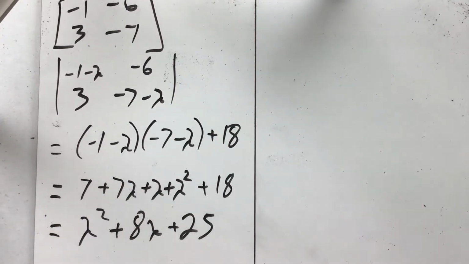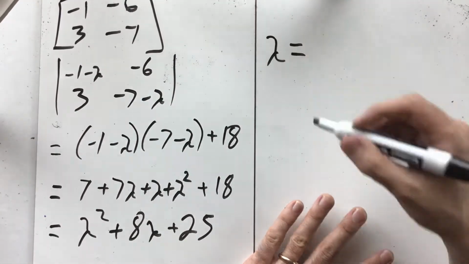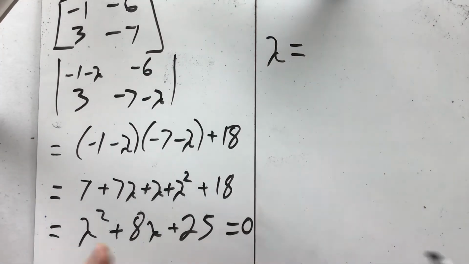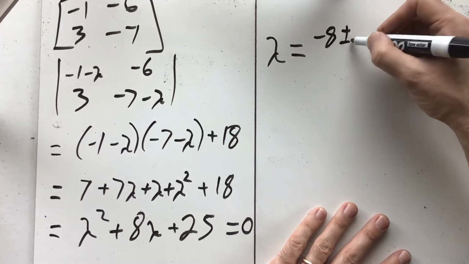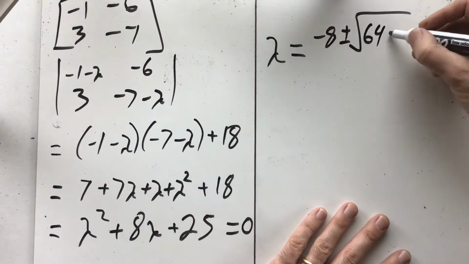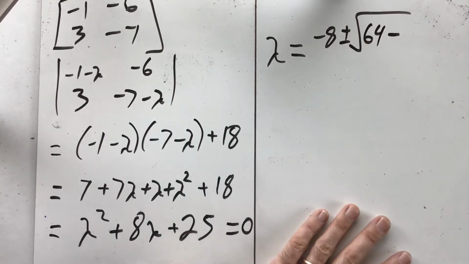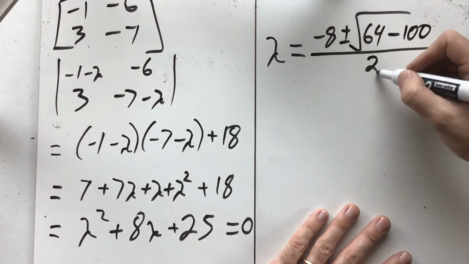So what am I going to do? Well, I'm going to come over and write this out, but I'm not even going to try to solve it equal to 0. I'm just going to use the quadratic formula right off the bat because that seems like the way to go. Lambda is equal to -8 plus or minus the square root of 8 squared, which is 64, minus 4 times 1 times 25, so that's minus 100, all over 2.